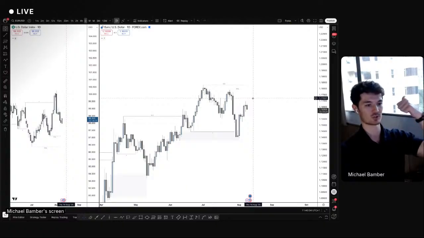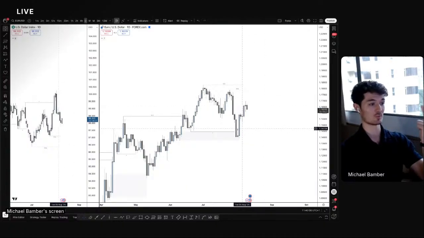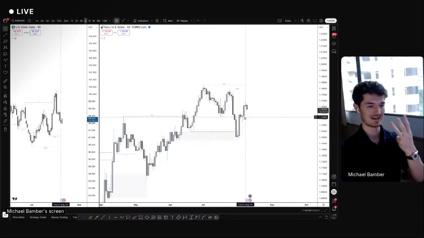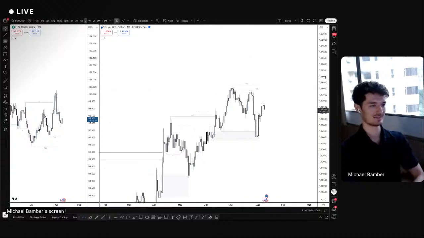So market structure, bullish, draw on liquidity above. We've tapped into a PD array, moved away with momentum. All three check-in points have been ticked off. Daily bias, bullish.